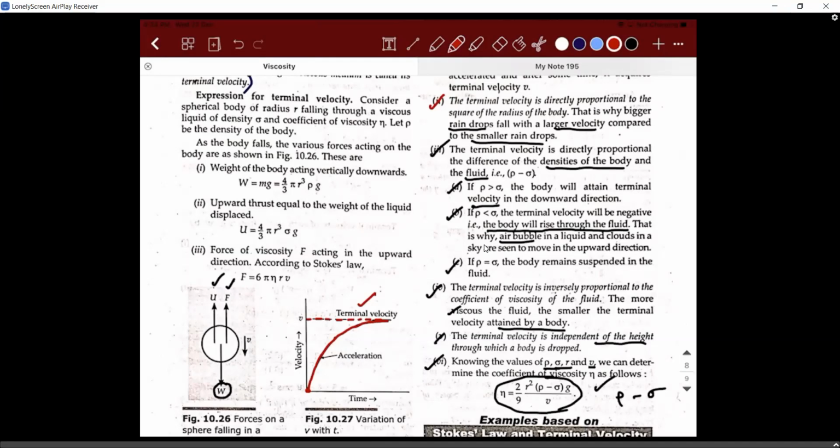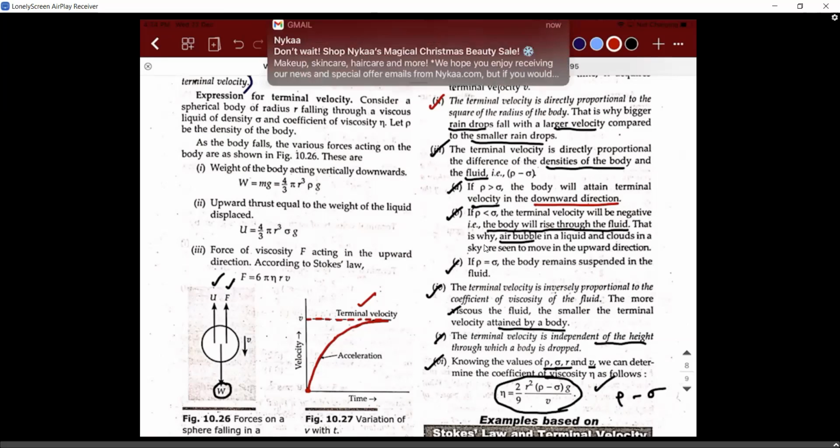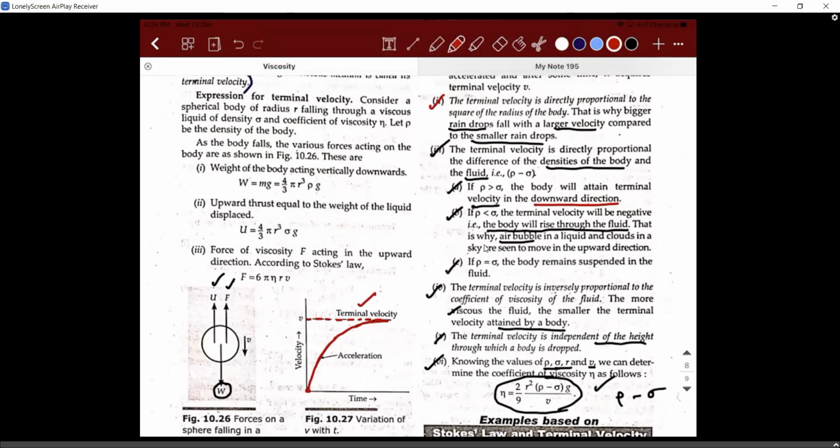Did I say sigma minus rho? Sorry, rho minus sigma. So if rho is greater than sigma, what will happen? That is, the density of the solid is greater than the density of liquid. What will happen? The body will attain terminal velocity in the downward direction, because obviously it will move in the downward direction due to its own weight. That's what the law of flotation also tells us.